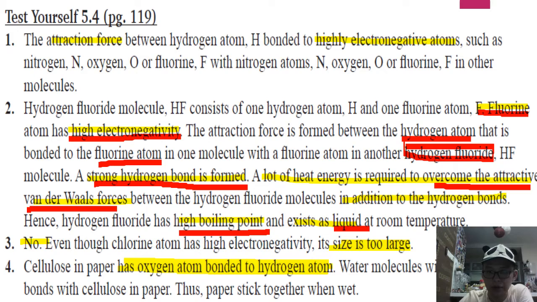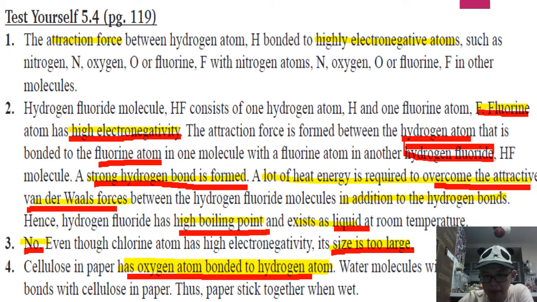Can the hydrogen chloride molecule form hydrogen bonds? The answer is no, because the chlorine atom has the largest size compared with the fluorine atom. Why will the paper stick together, and split easily when we get some water on our finger? Because the cellulose in the paper consists of oxygen atoms. It can form hydrogen bonds when our finger touches the water. So it can stick together easily.